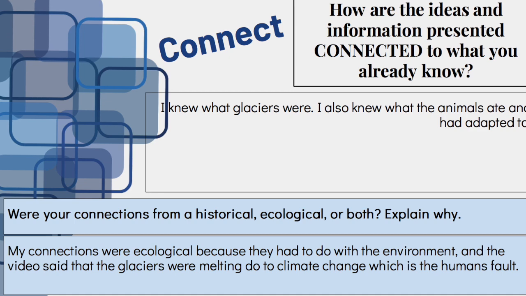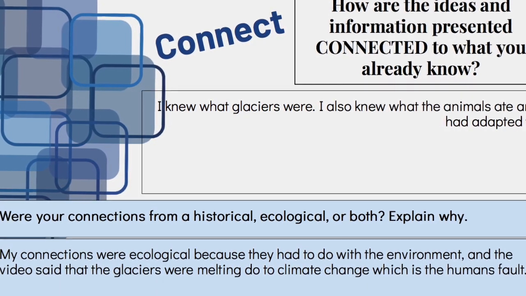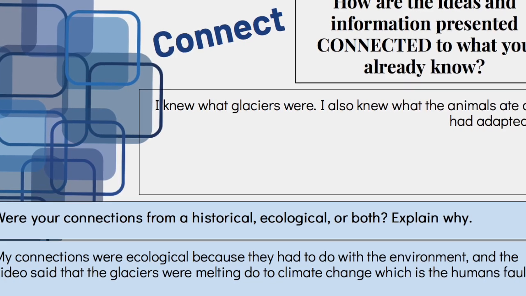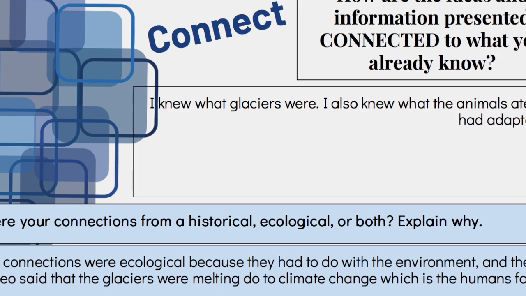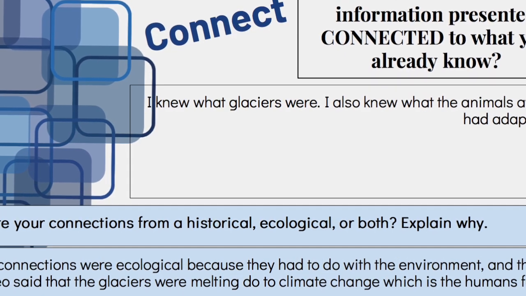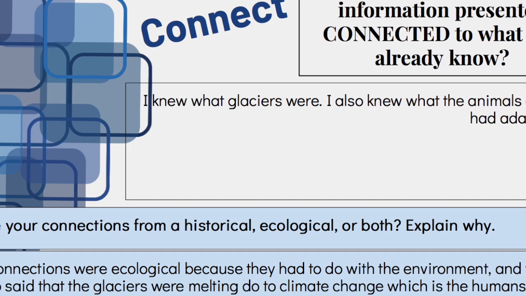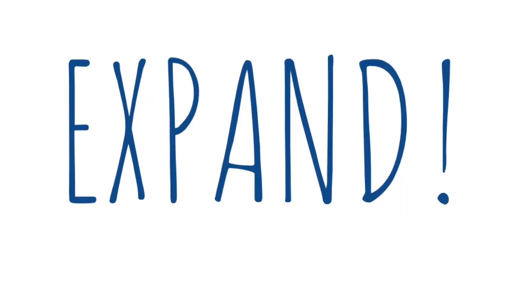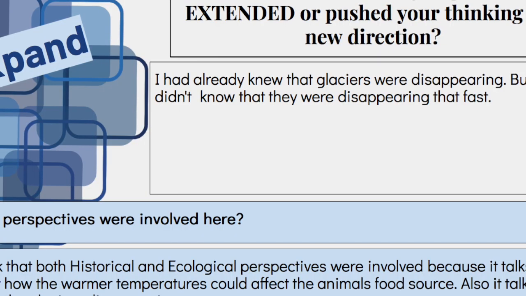This first connection, the students not only created connections, but identified that it was from an ecological perspective because they had to do with the environment, and the video said that the glaciers were melting due to climate change, which is the human's fault. So this student also gives an example from the video to back up the connection. It was really cool to see the student expanded on their thinking and thought from both perspectives.